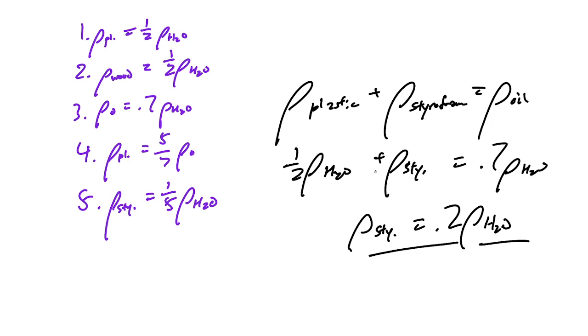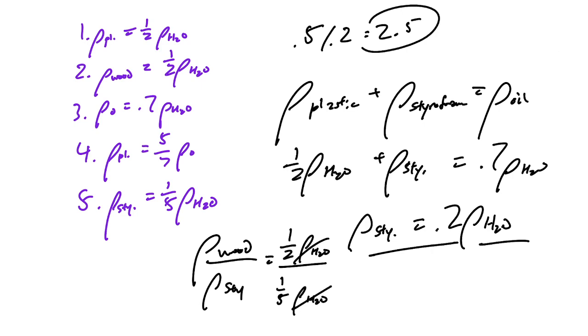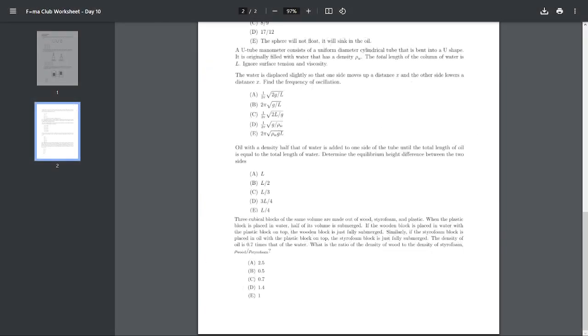And so what do we want? The wood divided by our styrofoam, right? The problem is asking for this ratio. And so that's just going to be 1 over 2 times the density of water divided by 1 over 5 times the density of our water. We can eliminate these. That's just 0.5 divided by 0.2. Basic math, and that's just going to be equal to 2.5, right? And so for the final time, if we go back to our worksheet, that's going to give us A, which is 2.5. And that rounds off the video for this week.